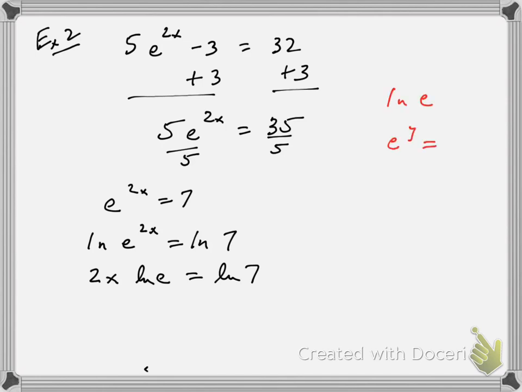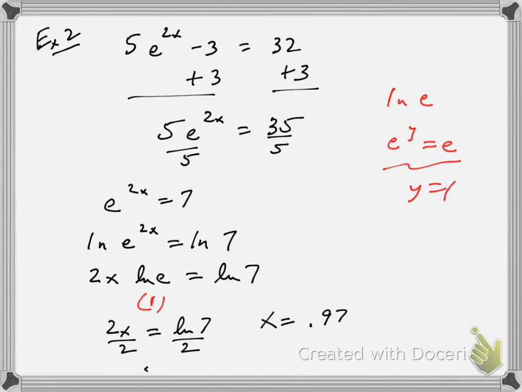This is e to what power gives me an e, and the answer would be 1. This thing is a 1 right here. So that makes this whole calculation a lot more easy. I would just divide both sides by 2, and I'm ready to get my calculator out and figure out what this is. I think I can do this fast enough. I don't need to pause this. And the answer I get is 0.972955075, which is going to be 0.97 if we round to the nearest hundredth.